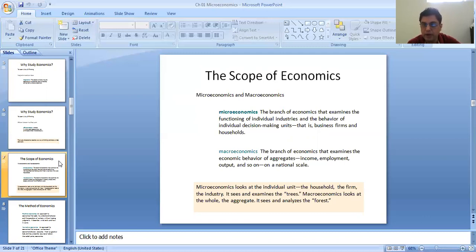Macroeconomics is the study of economics for the whole country. It's a large level. It is the branch of economics that examines the economic behavior of aggregates: income, employment, output, and so on, on a national scale, meaning at the country level.